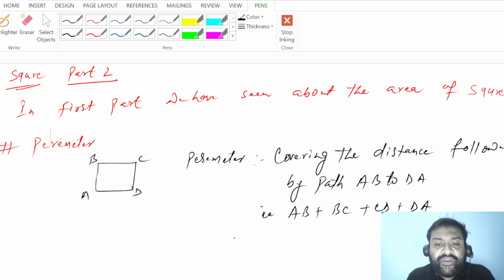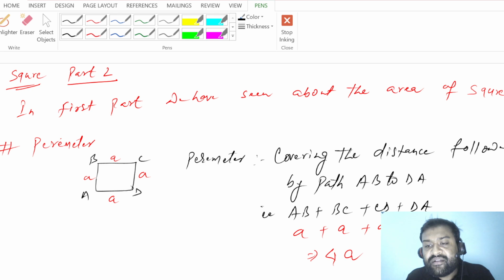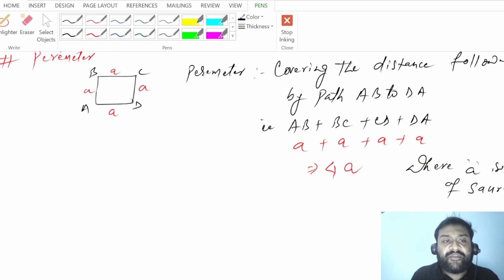This will be the perimeter. We know the side of a square is the same. So this is A, this is A, this is A, and this is A. So we write A plus A plus A plus A, which equals 4A, where A is the side of the square. Okay, we have seen the perimeter of a square.